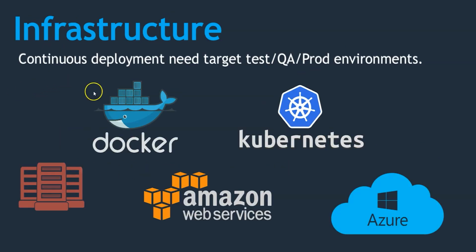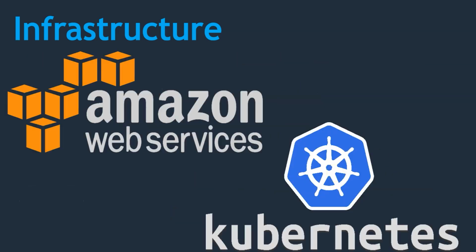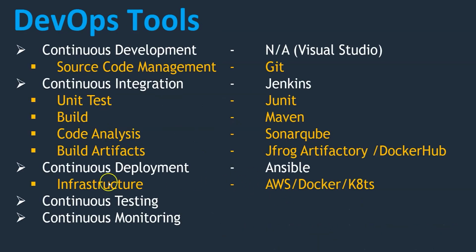So, infrastructure can be Docker, Kubernetes, or else traditional data center, Amazon Web Services, Azure or GCP. Like that we have various tools. Among these, we are going to use Amazon Web Services and Kubernetes. But teaching Amazon Web Services is not scope of this training, but we are going to deploy on this one. Later point of time, we are going to use Docker and Kubernetes. So here infrastructure, we are going to use AWS, Docker and Kubernetes.